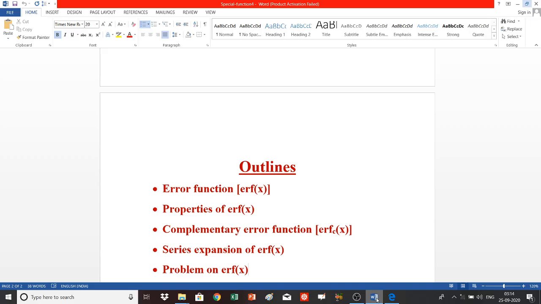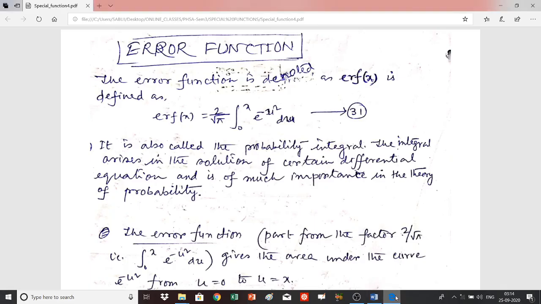this small lecture will consist of error functions, its properties, and then the complementary error function, series expansion of the error function, and problems on the error function. So actually this small lecture is done here to discuss the error functions. So now come to the point, and first go to the error function.